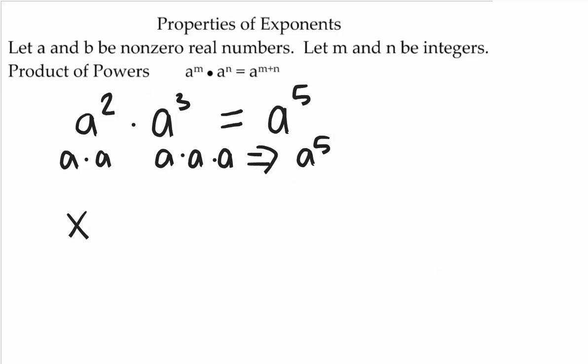Another example, x to the fourth times x to the third equals x to the seventh, because we're adding 4 plus 3 to get the 7. In a few minutes, you're going to see this extends also to when we have a product of powers with several things multiplied.